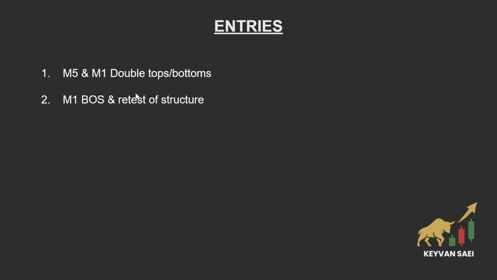The two types of entries that I mainly focus on are the M5 and the M1 double tops or double bottoms, depending if we're in supply or demand levels. And another great entry that I started to implement lately is an M1 break of structure and a retest of the structure. Okay, so let me just head to the chart and show you guys some examples.